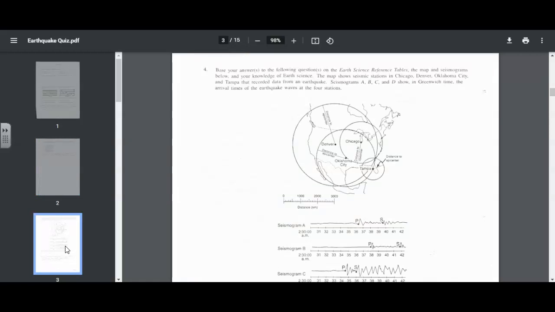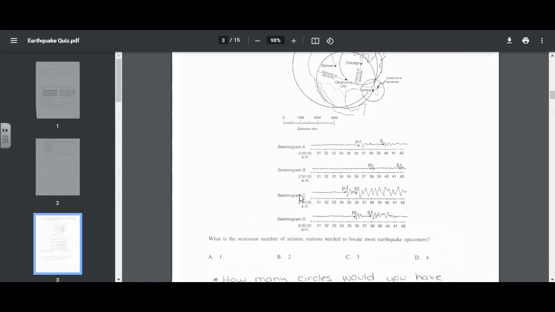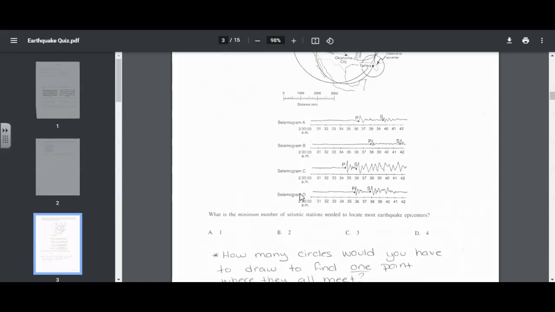Number four. We've got this whole graph here, but essentially what this question is asking you is what is the minimum number of seismic stations needed to locate most earthquake epicenters? How many stations do you need to have readings from in order to figure out where this epicenter is?